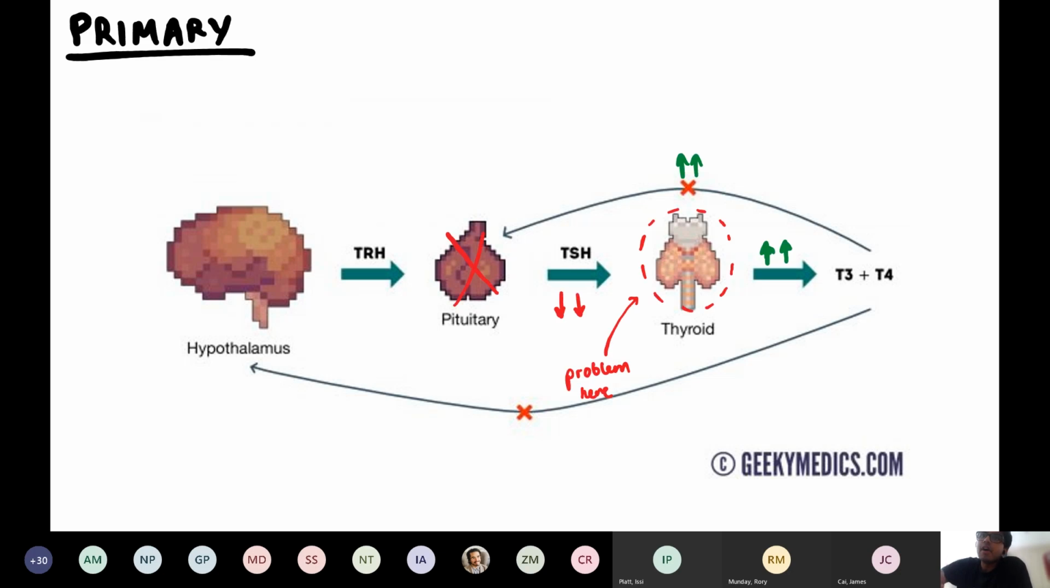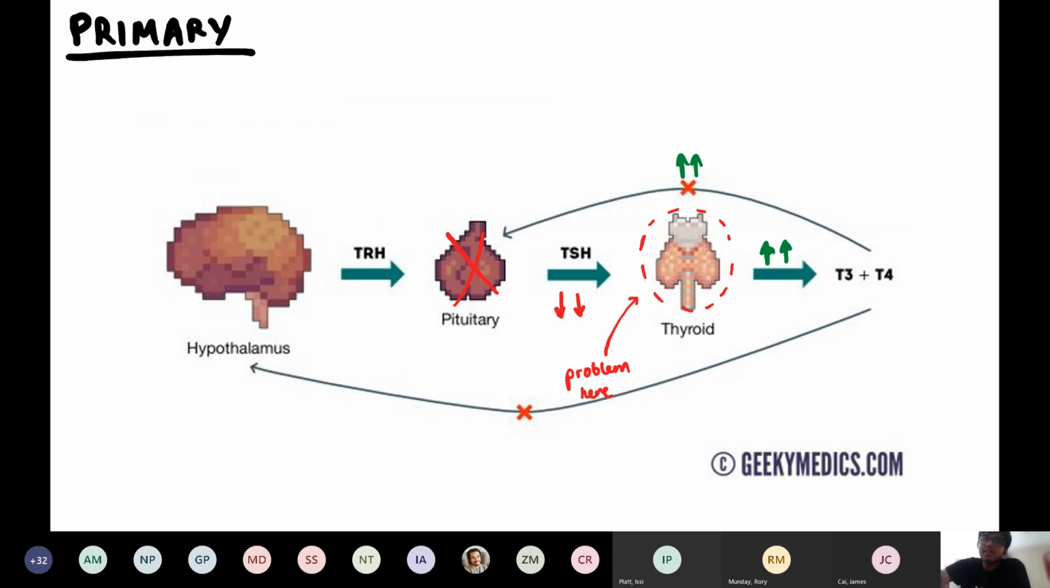So in primary hyperthyroidism, you usually have a problem with the thyroid gland itself. That's why it's called primary hyperthyroidism, which means you're churning out loads and loads of T3 and T4. This T3 and T4 negatively feeds back on the pituitary gland, which suppresses TSH production, which explains the blood test that you would have got in this SBA.